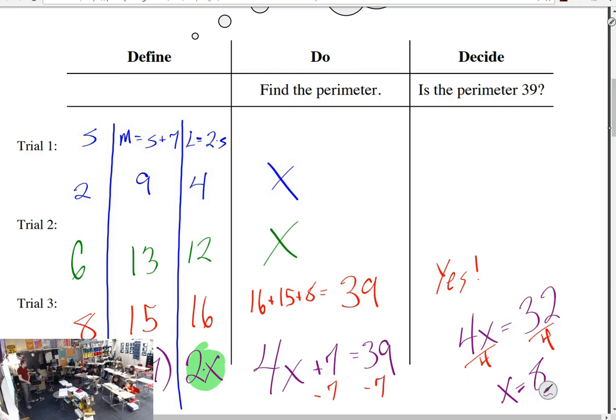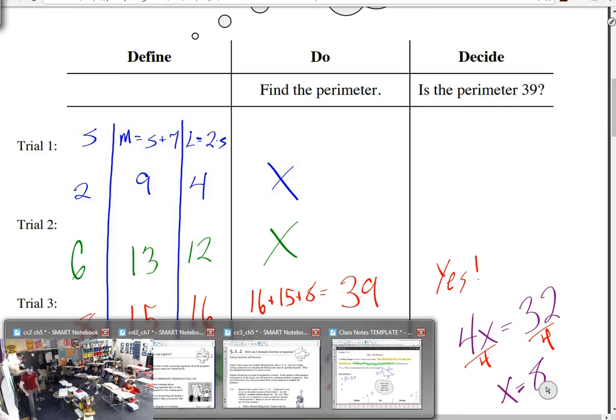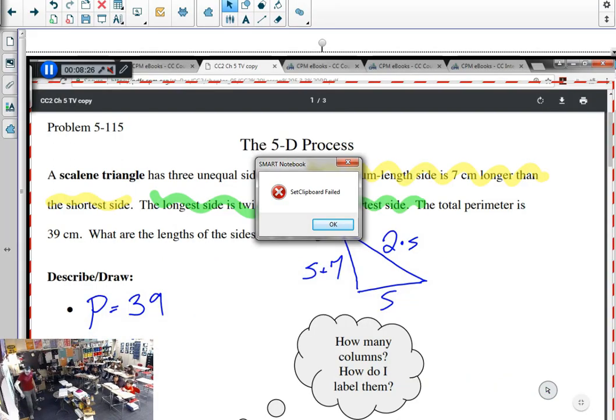Try it now. The next problem is not on your resource page. You're going to have to do this in your notes. If you want to set up a formal 5D process, just make a quick one in your notes. If not, you determine how you want to approach this. But 116, where are we at here? Go ahead and check out 116 on your own.